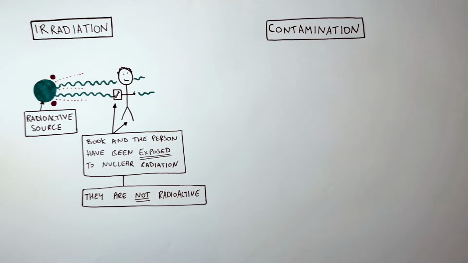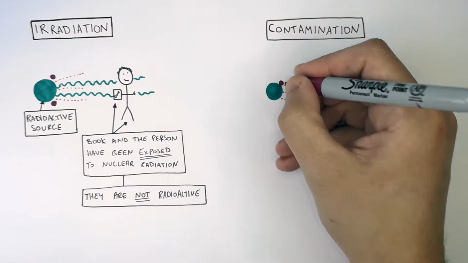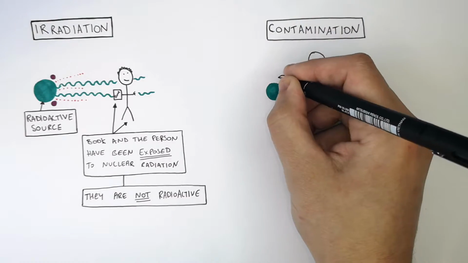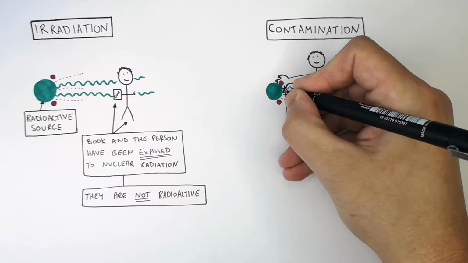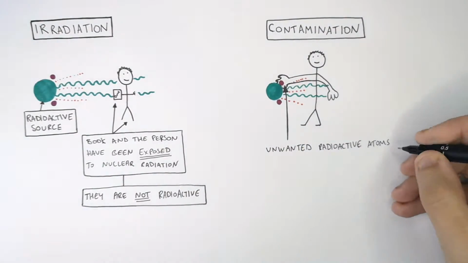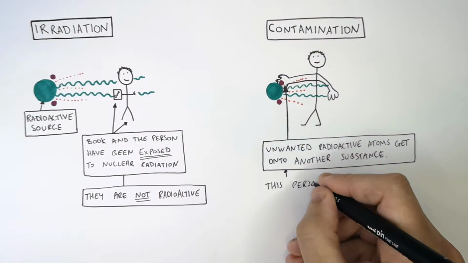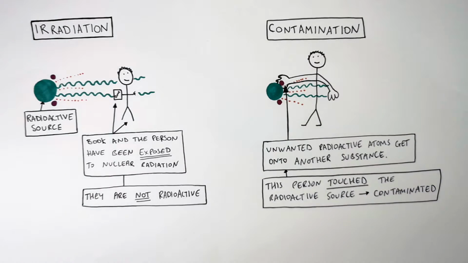Let's now look at contamination. Contamination is different to irradiation. So this radioactive source has emitted beta particles, it's now emitting alpha particles, and it's going to be emitting gamma rays. So this person has touched the radioactive source, and they are now contaminated. So contamination is when unwanted radioactive atoms get onto another substance, whereas irradiation is when they've just been exposed to it.